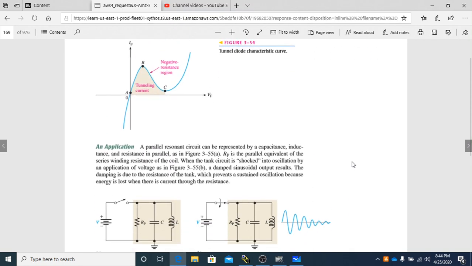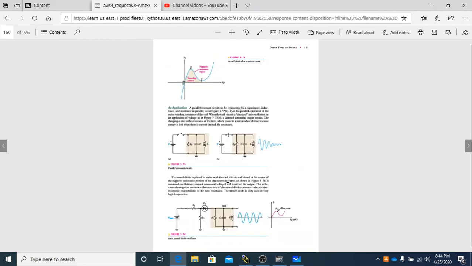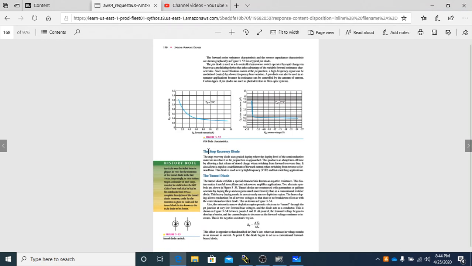Okay? So I believe that's it for that. Those three diodes, just make sure you know the symbols. Make sure you know an application for each. Take the notes that we have on each one, and you'll have a quiz on this right here shortly.